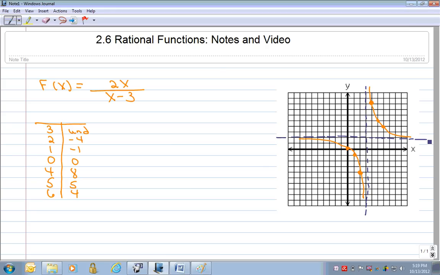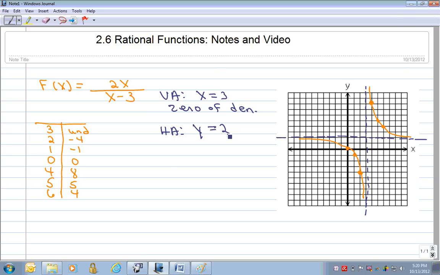All right, so right now, our vertical asymptote, and I'm going to call it VA for vertical asymptote, is the x value, x equals 3. Notice it's where the zero of the denominator is. Okay, and that's kind of important. We have a horizontal asymptote, and our horizontal asymptote in this problem is at y equals 2. And we'll talk a little bit more about how to find that in just a minute.